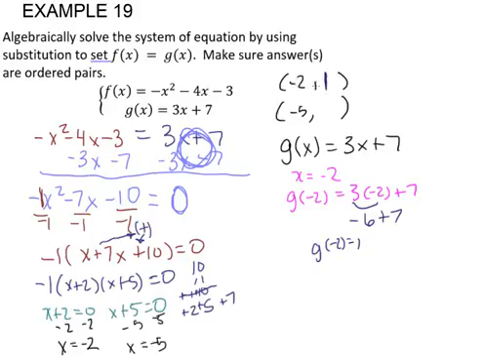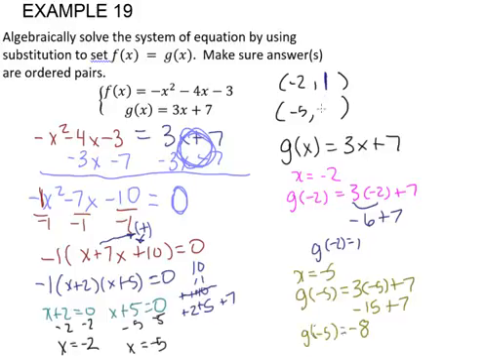There's our first solution point, negative 2, 1. Now we're going to set x equal to negative 5 and plug it in. So we get g of negative 5 equals 3 times negative 5 plus 7. 3 times negative 5 is negative 15, plus 7 becomes negative 8. So g of negative 5 equals negative 8. There's our solution. There are two solutions to that system of equations.